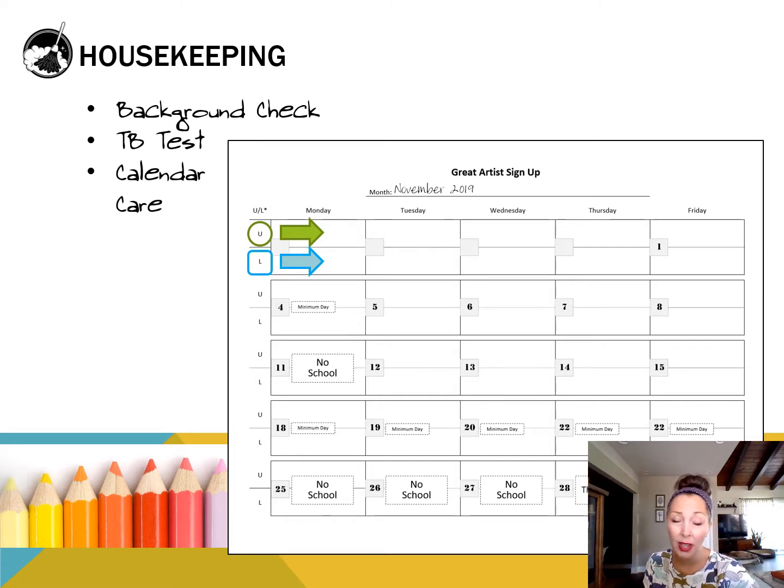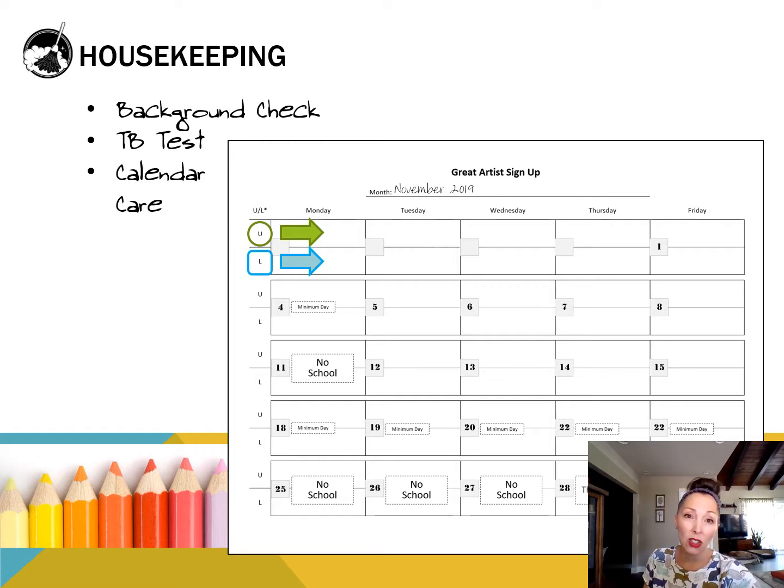Then we have our calendar. In the office, there will be a calendar much like this. And this calendar is broken down into, of course, dates. And I tell you if there's no school or if it's a minimum day. This calendar has upper grades and lower grades. On the top line is where we write the upper grade teacher and the time that that lesson will be taking place. On the lower line, below the line, it's the lower grades. And so again, you write the teacher's name and what time that lesson will take place.